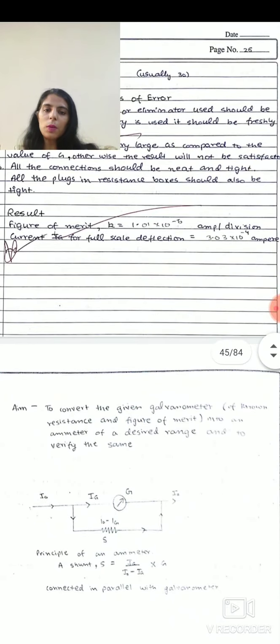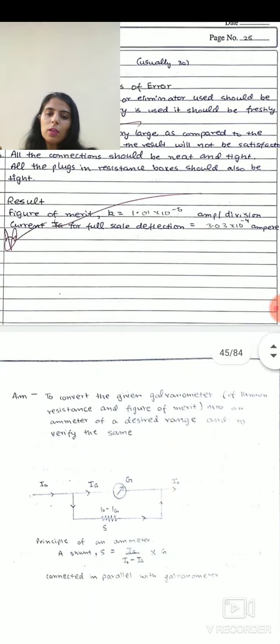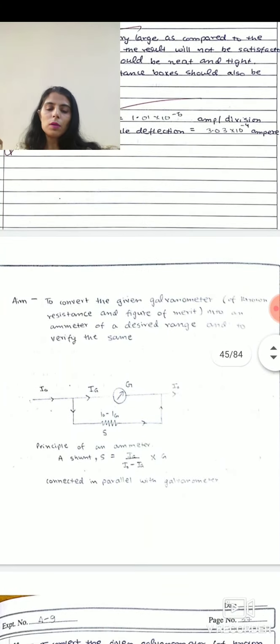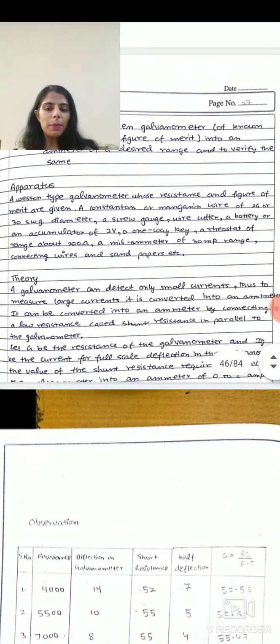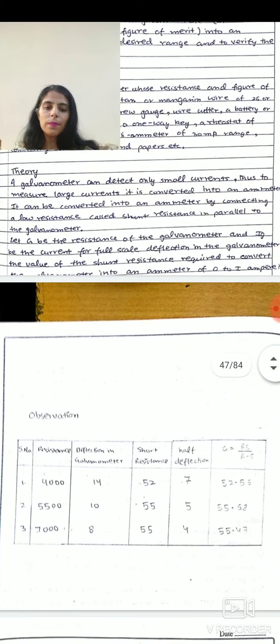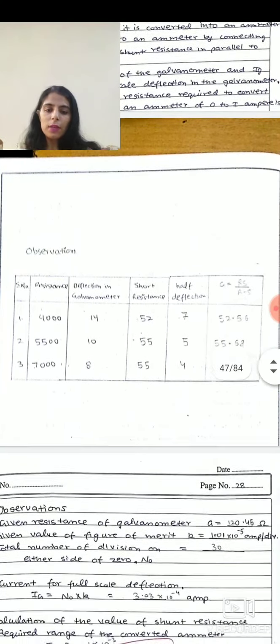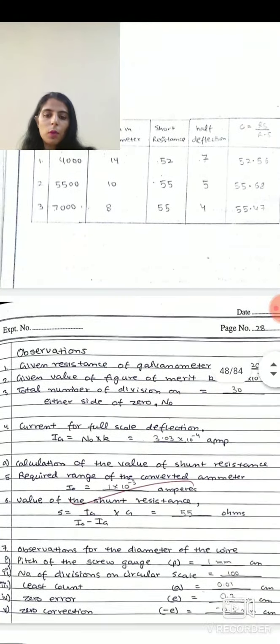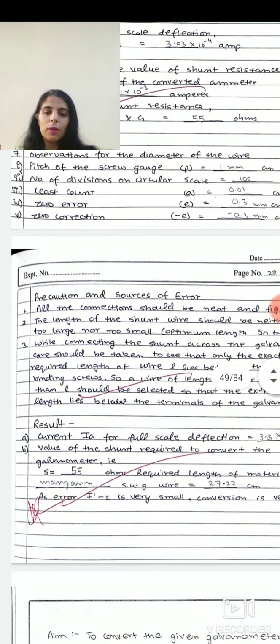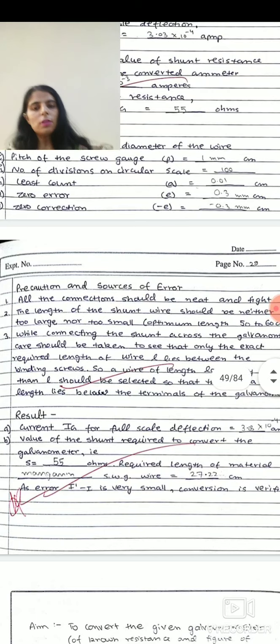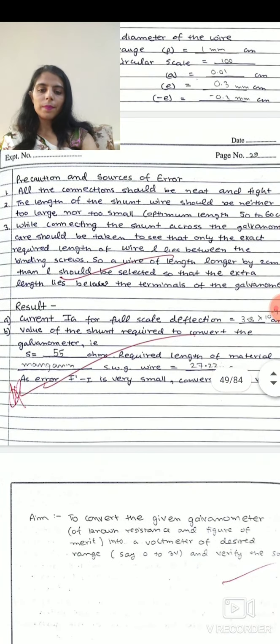Now come to the next experiment, that is to convert the given galvanometer into an ammeter of a desired range and to verify the same. Draw circuit diagram on the left hand side. Then write aim, apparatus, theory on the right hand side, observation table on the left hand side, then observations and calculations on the right hand side, precautions and sources of error on the right hand side. Result should be written on both sides.